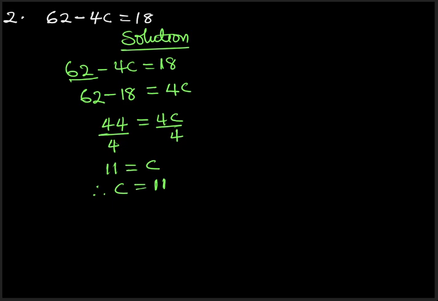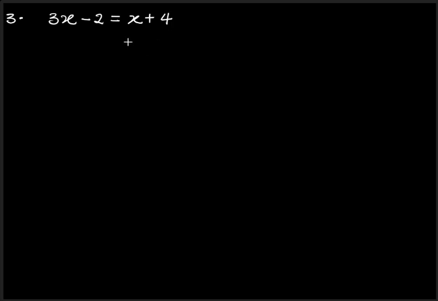Okay, let's go down and see what we have. Number 3, solution. This will give us 3x minus 2 equal to x plus 4. So let's see, we have two variables here, the same x and x, but we have them in two places. So what do we do? Let's keep our variables on the left hand side.